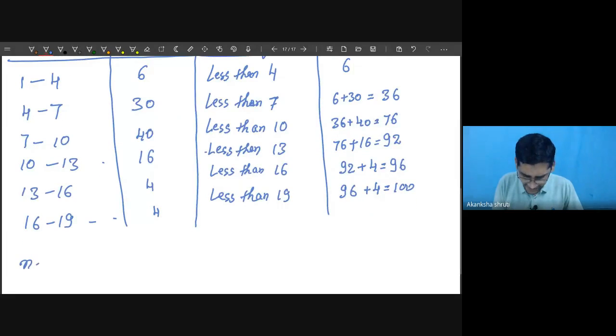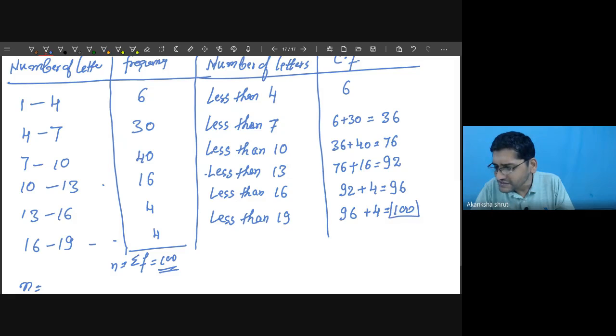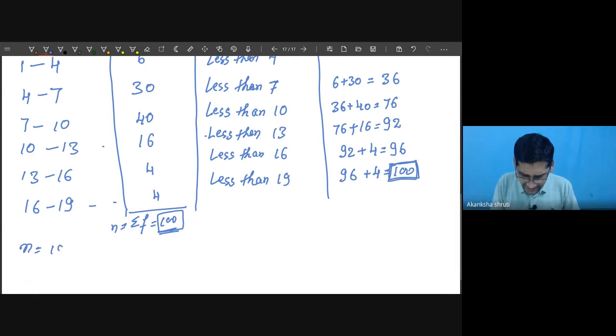What is n here? If you add the summation of f, you will get 100. You can check it: 30 plus 40 is 70, 86, 92 plus 8 is our 100. This also gives us the value of n, or the same 100 you can get as the last term of your cumulative frequency. So you can write this n as 100.